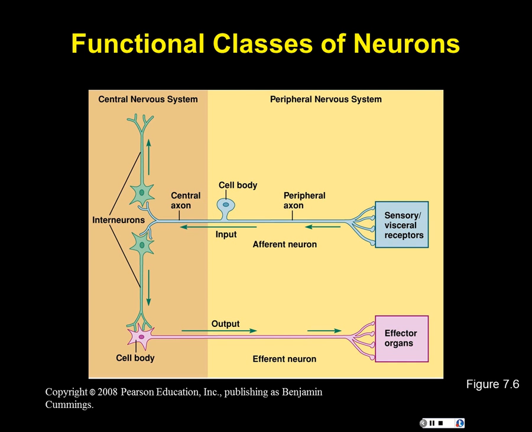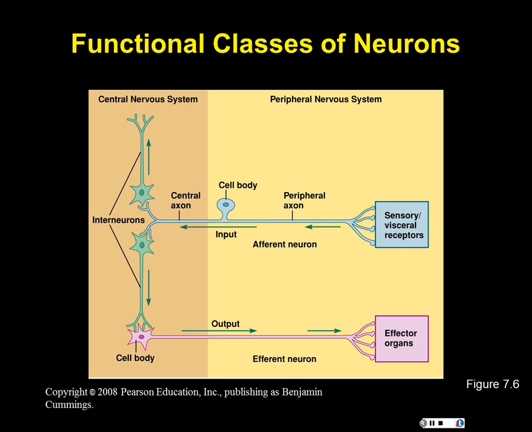Before I move on though, can you see the directionality? Afferent signals into the central nervous system. Interneurons process that, and if necessary, they can select an appropriate output or efferent neuron. So we'll see this relationship over and over.